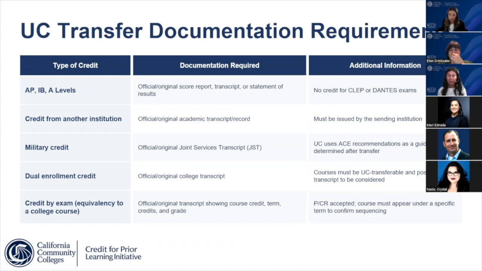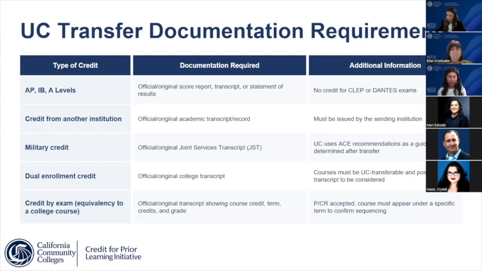For credit from another institution, so this would be, for example, a pass along for CalGETC or maybe a course substitution for a major requirement, an official transcript is also required, and it must be issued by the institution where the student took that course. Military credit: the UC requires JST, and they're going to use the ACE recommendations and will award credit after the student transfers.